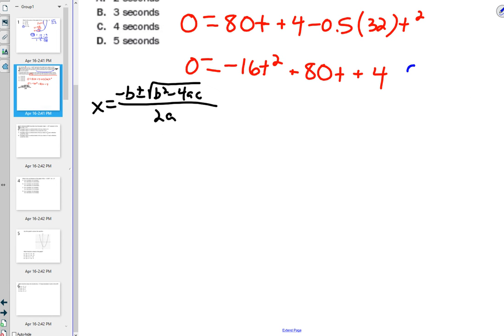So my a counts as negative 16. My b counts as 80, and my c counts as negative 4. I'll give you a little hint also.